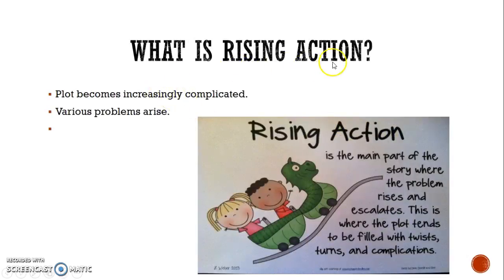What is rising action? The plot becomes increasingly complicated. Various problems arise. In the main part of the story, where the problem rises and escalates, the plot tends to be filled with twists, turns, and complication.